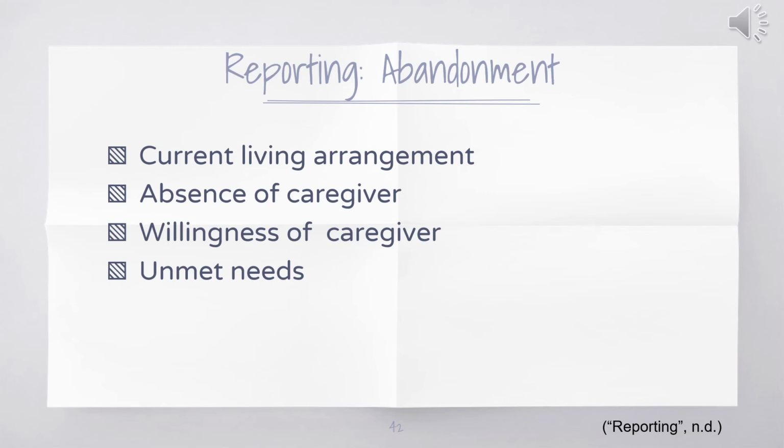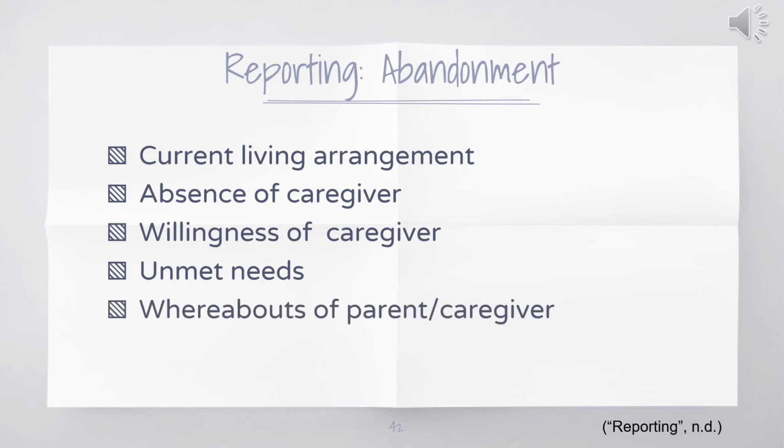Are the whereabouts of the parent or caregiver known? Do the child and the child's current caregiver know how to reach the absent parent or caregiver, such as cell phone number, email, social media? And last, if the child is with a caregiver other than the parent, is the parent still regularly involved?